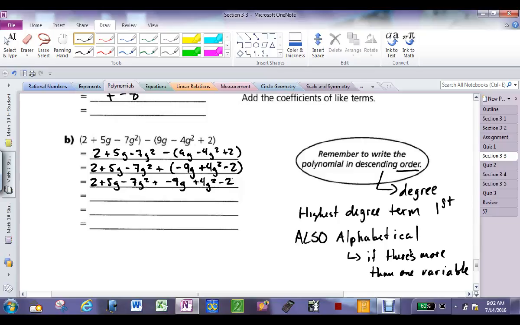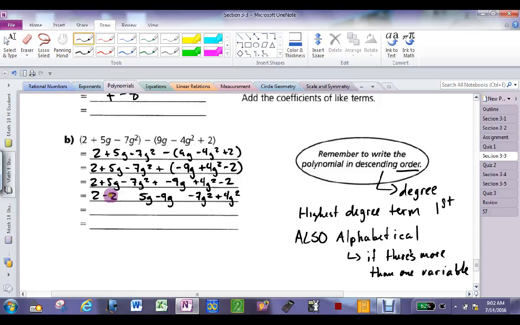Now here is where you may want, on a quiz, because none of these lines would be here, to stack these right here. But because I've got the lines, I'm not going to stack them. I'm going to group them. Cool? So my 2 goes with a negative 2, 2 minus 2. My 5g goes with a negative 9g, 5g minus 9g. And my negative 7g squared goes with a 4g squared. Now I'm going to write it.